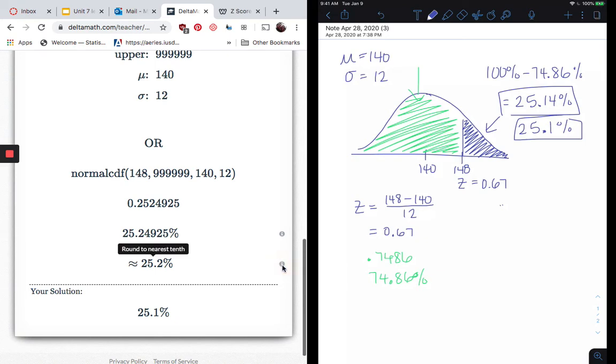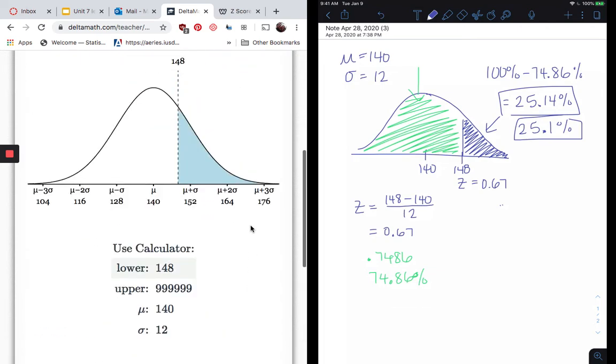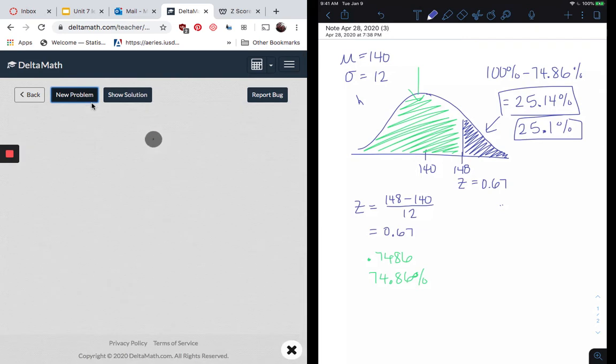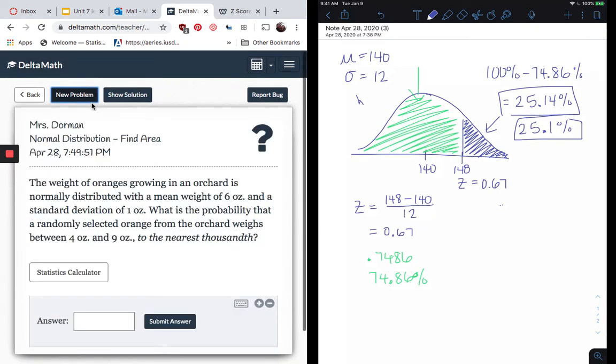Let's see, what does this say here? Oh, it's just saying what the steps are. Okay, let's try one more. Okay, I'm going to actually, yeah, this is fine. I'm looking for one that has between. So, okay, let's try this.